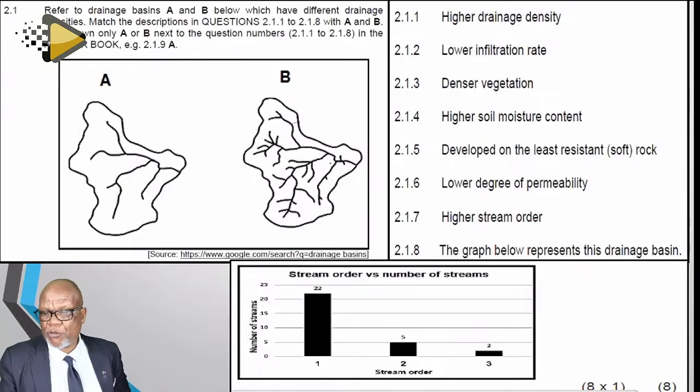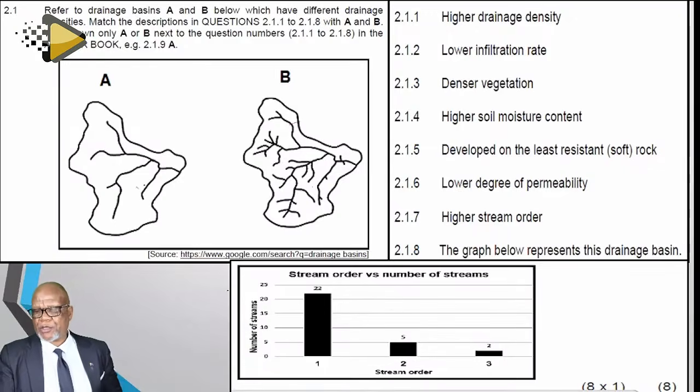High stream order, there are more streams. There are more streams here than here, and therefore it will result in higher stream order. The graph below represents this drainage basin. Which graph here will represent this drainage basin? So, graph 1 will represent drainage basin B, and this graph will represent drainage basin A.